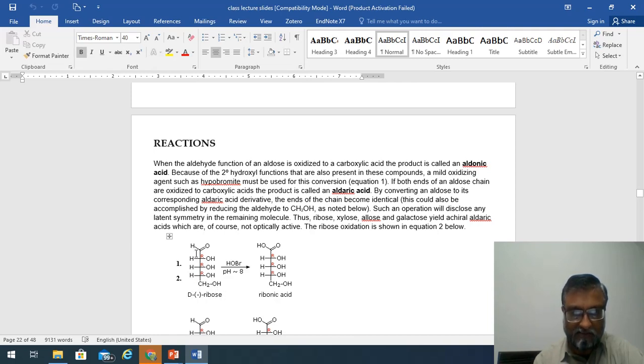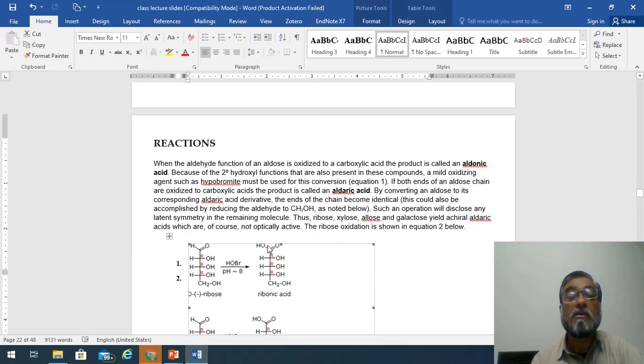For example, this is ribose. It's a 5 carbon aldo sugar. This aldehyde group is converted into a carboxylic acid group. This was the C double bond O H, and after the oxidation process, COOH, carboxylic acid, is formed. The remaining part is the same. So this ribose is converted into ribonic acid.